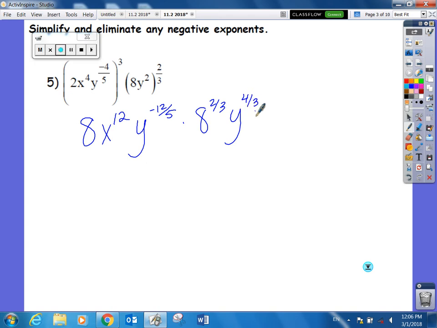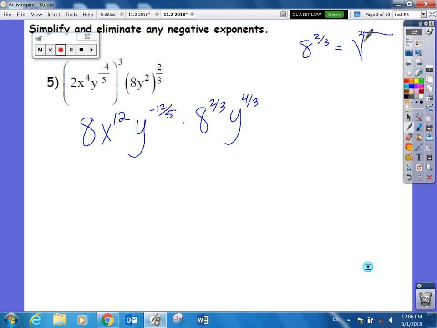And you can do as many steps as you want. If you just want to do one thing at a time and not do multiple things, that's fine. So we have 8 and 8. That's not 64, okay, because this is not 8. This is 8 to the 2/3. So we need to take 8 to the 2/3 and figure out what that equals.